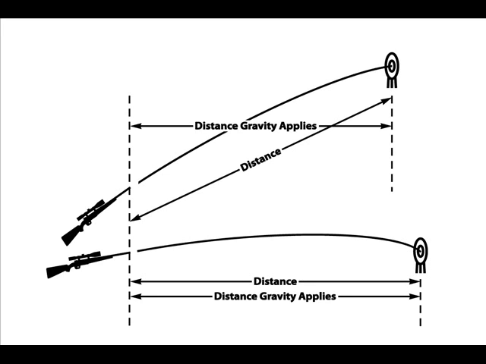Okay, now this shows what happens when you're shooting at an upward inclination angle, and you have the same effect. Gravity is only pulling down on your bullet for one component of that distance. It's not pulling down on your bullet for the entire distance. So once again, your bullet is going to impact the target higher than normal.